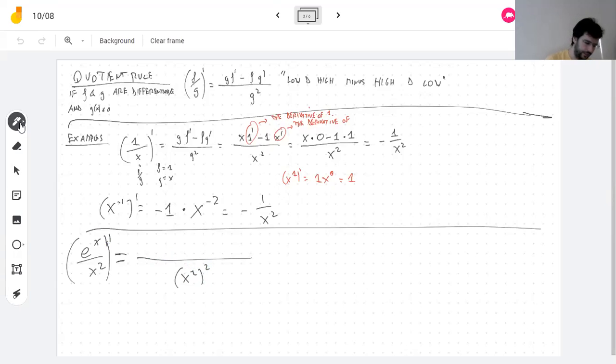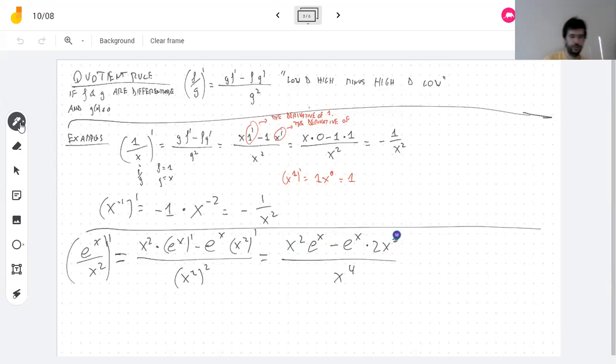And then the numerator is low d high minus high d low. So the ones with the prime are the ones I'm supposed to take the derivative of. The derivative of e to the x, I hope I know by memory by now. Very easy rule to learn, it's just itself. And now the derivative of x squared, I can get by the power rule, it's 2x to the first power, which is just 2x. We can simplify that, but we could also not, because nobody told us to.